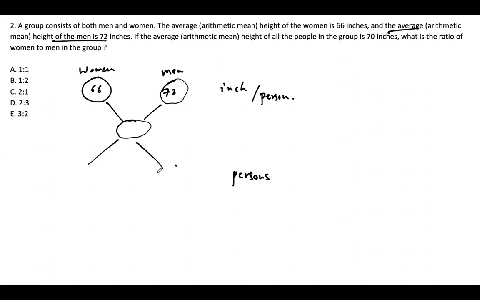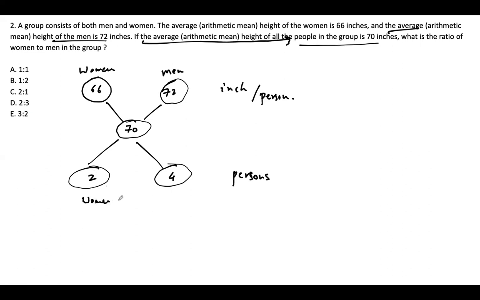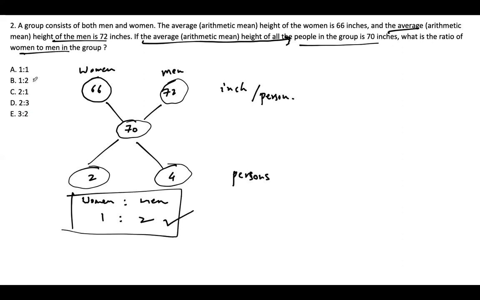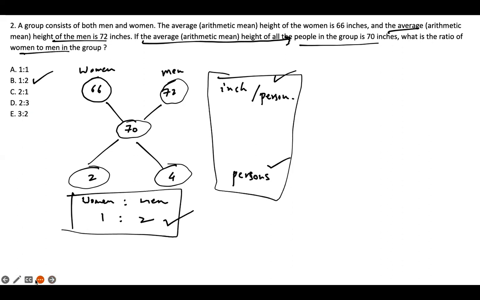Go on. And the average height of all the people in the group is 70. So if we combine all those people, 70. So what will come here? 2. 1 is to 2. So women to men is how much? 1 is to 2. The question is asking the ratio of women to men. Women to men, 1 is to 2. Not that difficult. You just have to identify this correctly: what is the average and what is the number of samples? Good.